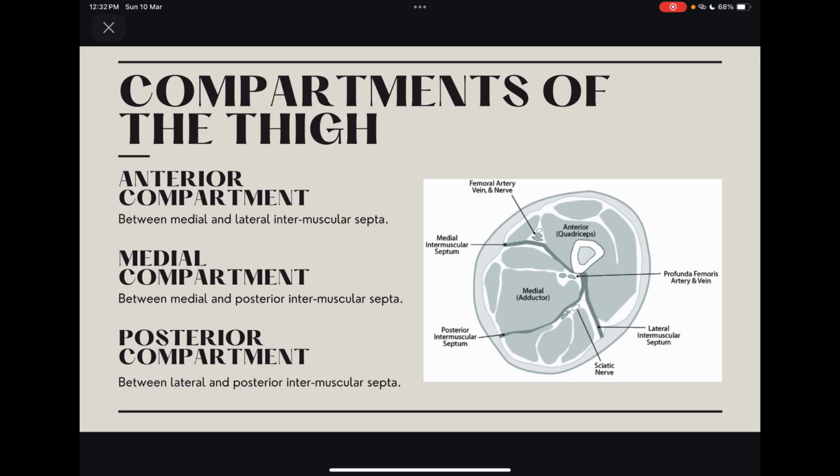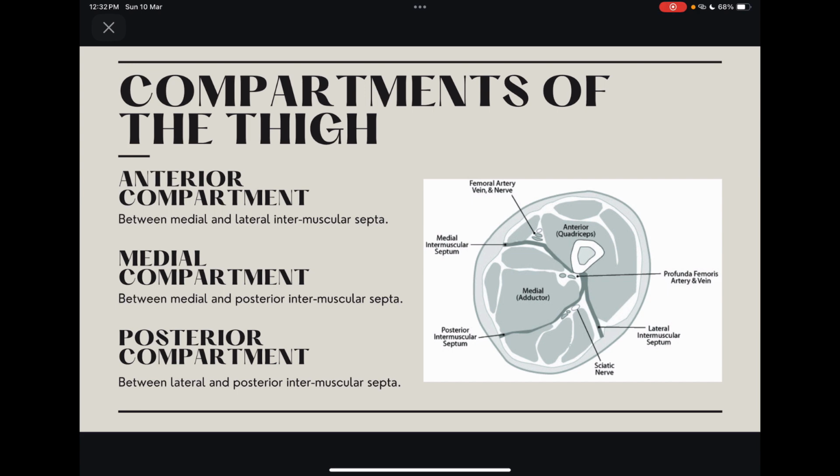Let's start by looking into the compartments of the thigh region. When it comes to most of the limbs, we have basically a deep fascia surrounding them, and this deep fascia is going to give its derivative, which we call intramuscular septa, dividing it into compartments. When it comes to the thigh, we have three main compartments. We have an anterior, a medial, and a posterior compartment.